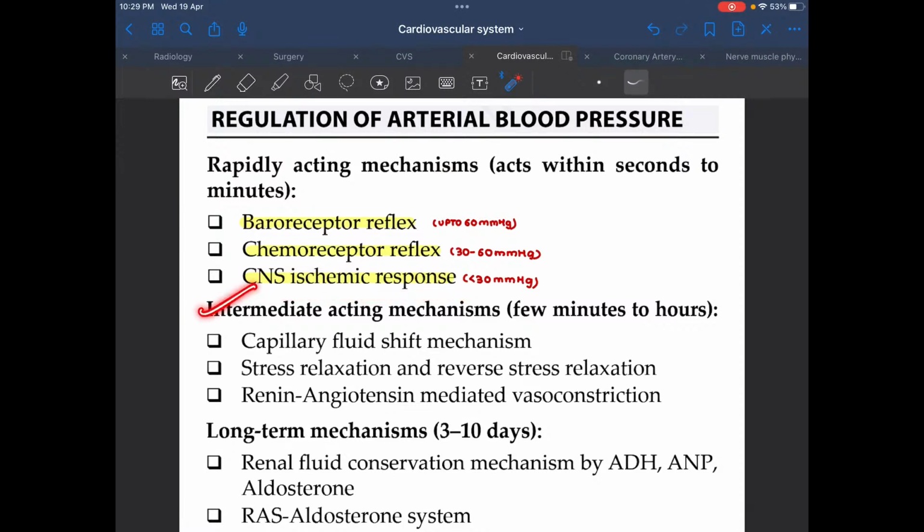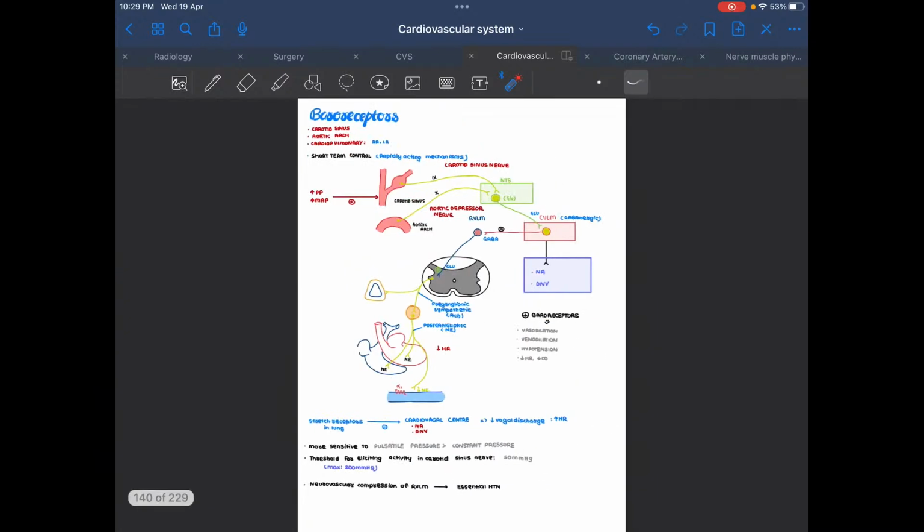The second one we are going to discuss is the intermediate active mechanisms. In that, you have the capillary fluid shift mechanism and stress relaxation and reverse stress relaxation. So these are how we modulate or regulate the amount of blood pressure, whether it is increasing or decreasing. That's what we're going to study.